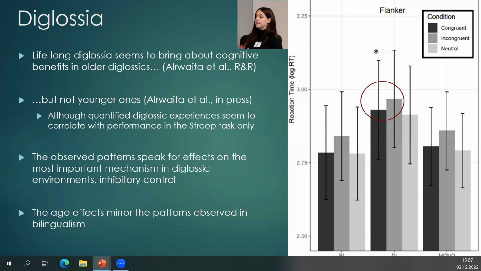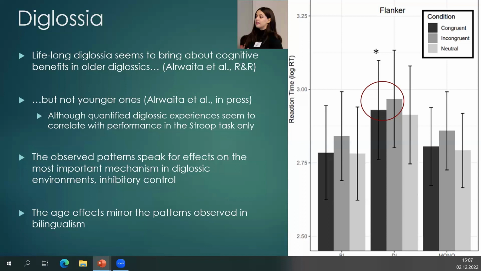And the observed pattern, the fact that we find this in the flanker task and not in the switch task that we use, tells us something about the effect of diglossia on the most important mechanism in diglossic environments, which is inhibitory control.